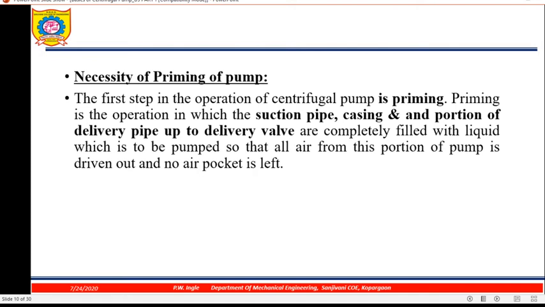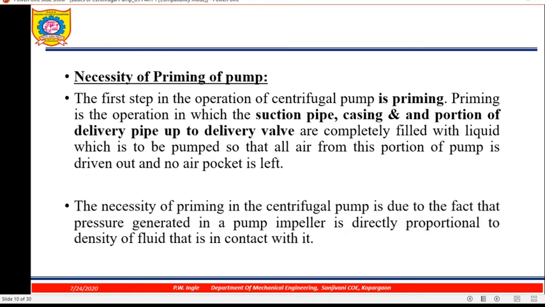Now before starting pump we have to do priming. What is priming? It is the operation in which suction pipe, casing and portion of delivery pipe up to delivery valve is completely filled with the liquid which is pumped so that all air from this portion of pump is driven out and no air pocket is left.